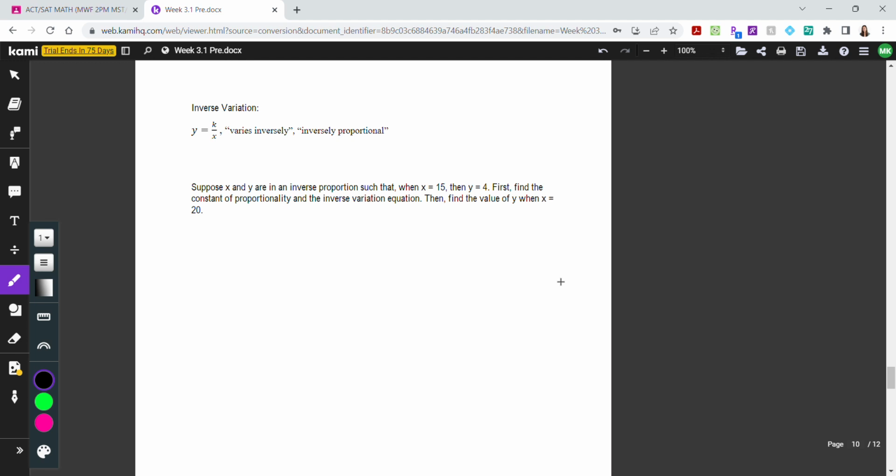K, again, is your constant of proportionality, so it's a constant number. It doesn't change. It's fixed. Keywords you will see in questions are like "varies inversely proportional." All right, so let's look at this example question.